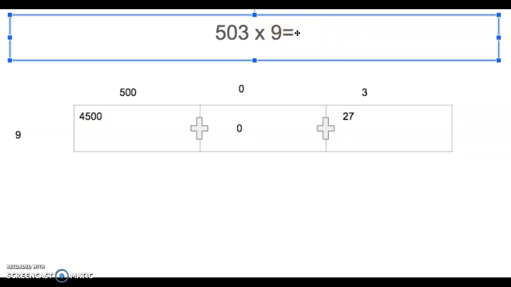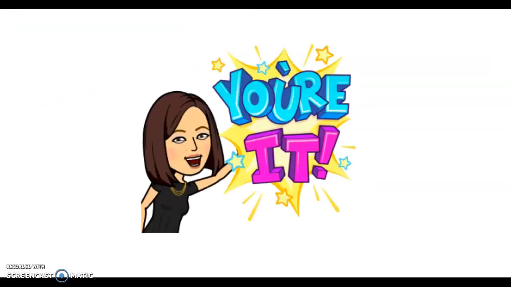So 4,500 plus 0 plus 27. And there we get 4,527. So 503 times 9 equals 4,527. Okay, so today it's your turn to do the 3-digit by 1-digit distributive property multiplication. Good luck!